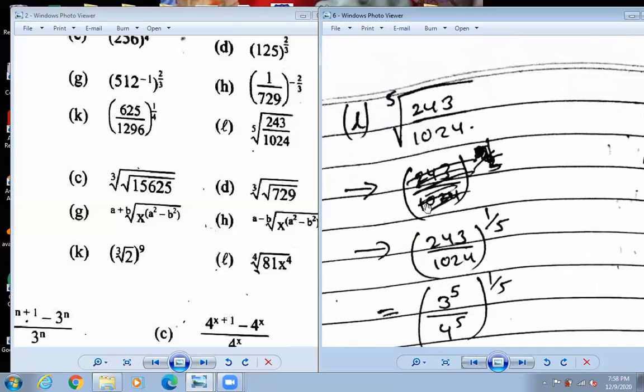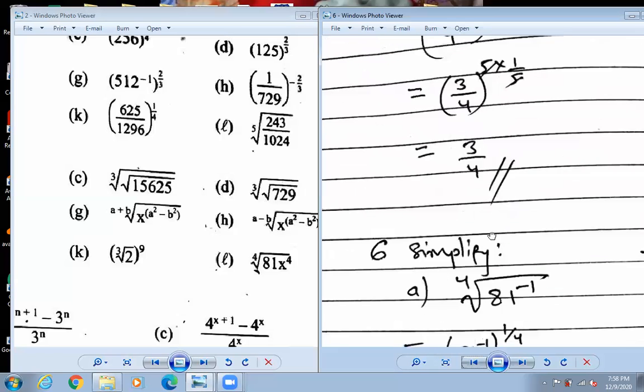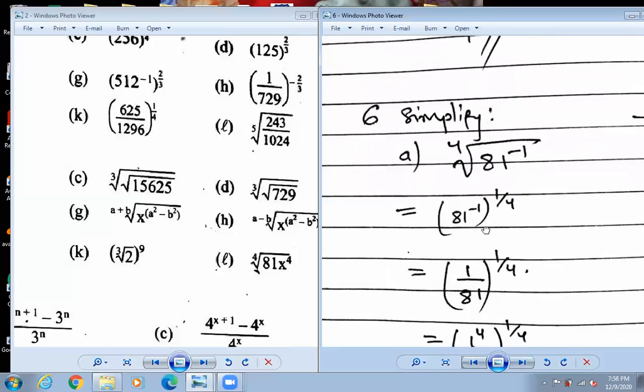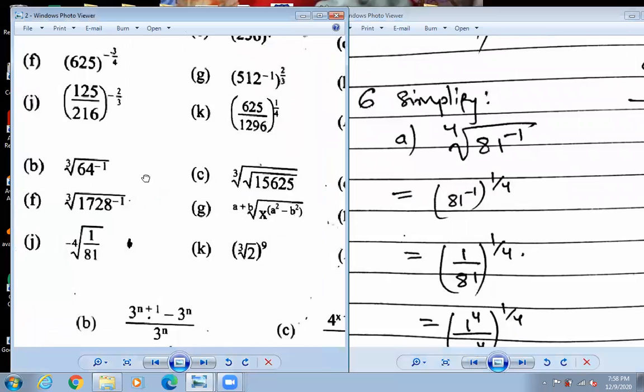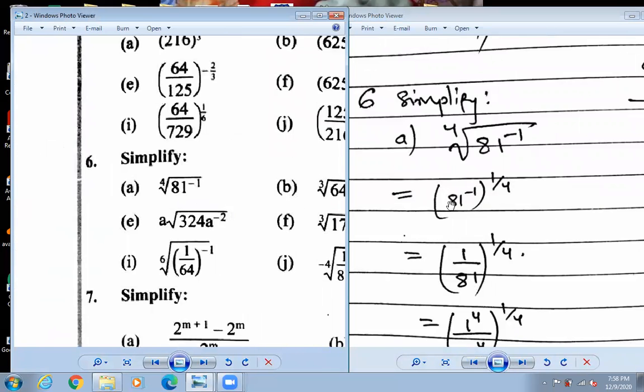Hope it is simple. Okay, so we have just changed this 5 into 1 by 5, and it is especially what we have done yesterday. Okay, the same thing we have followed. Numbers from 6a onwards are almost the same now. Okay, so question number 6a.